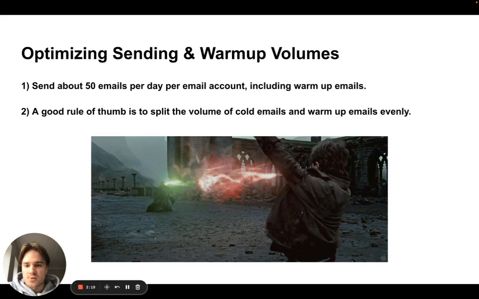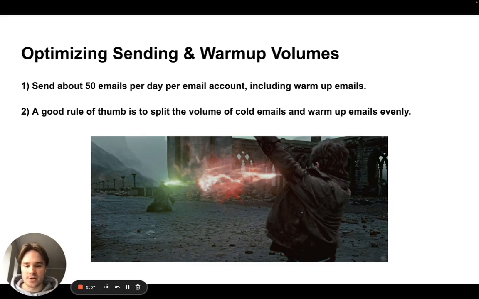So the first thing you want to optimize is the sending and warm-up volumes. The reason I have this Harry Potter picture here is it's a way you can visualize how warm-up emails and cold emails work. Those are like two counteracting forces. Cold emails are constantly working to ruin your sending reputation, and warm-up emails are constantly working to build that reputation back up. They're kind of pushing and pulling each other.